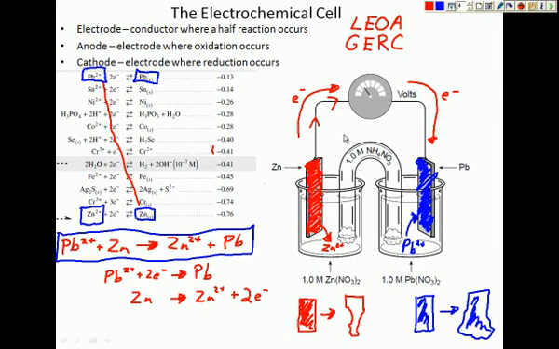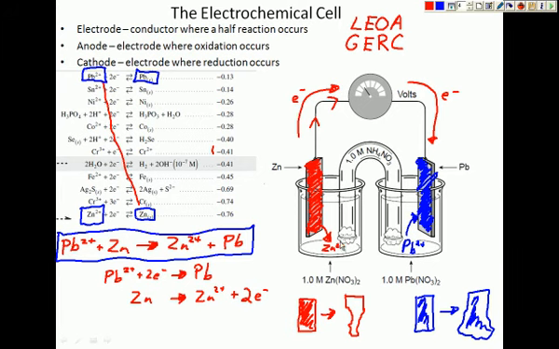Okay, later on we'll talk about how much electricity we're producing, and how to calculate how much electricity or volts we're producing. But let's move on and talk more about how this cell works.